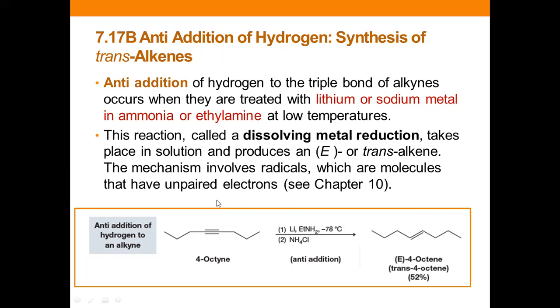The mechanism for this kind of reaction proceeds with the involvement of radicals, and we'll discuss that in the next chapter. For now, just know that using this kind of agents, you have your hydrogen, your lithium, and your ethylamine. At a very low temperature, you actually obtain the alkene from your alkyne.